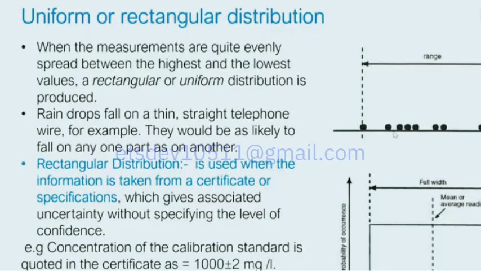And we generally use the rectangular distribution when we are taking the information from a certificate. Usually it is a certificate of analysis or calibration certificate, which gives the uncertainty associated with it but does not specify the confidence level. Wherever the confidence level is specified, we need not take the distribution. But wherever it is just given as a plus minus value, say the purity of a chemical is given as 99.6 plus or minus 0.1% purity, then we use the rectangular distribution. If the concentration of the calibration standard says 1000 plus or minus 2 milligrams, we use the rectangular distribution in our calculation.